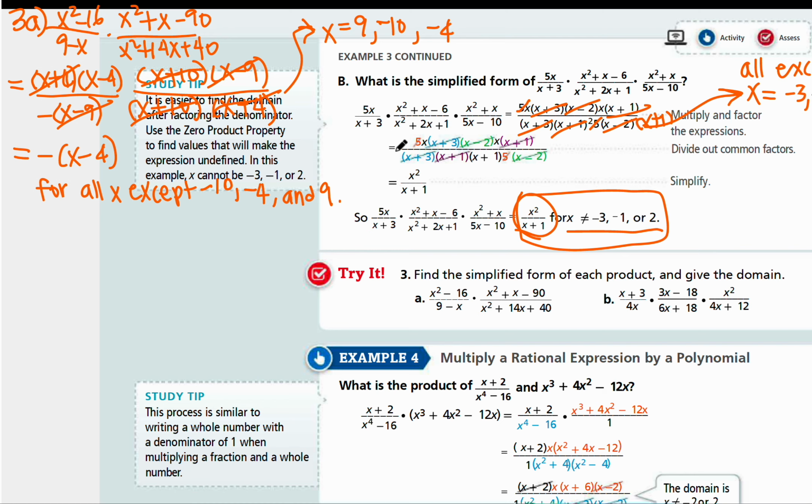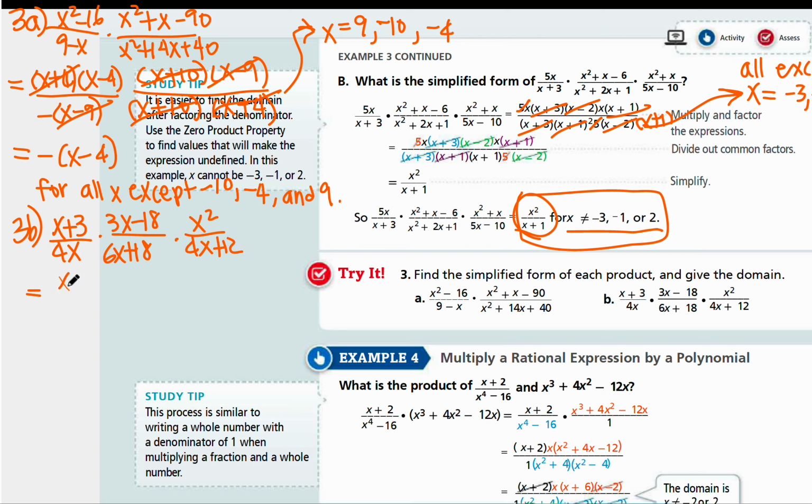So you just need to factor out correctly. Make sure you factor out negative when you want to change your order for your binomials that look like this, and then make sure you write the restrictions for domain from your expression before you simplify. Okay, let's continue checking the last one, 3b. You have x plus 3 over 4x times 3x minus 18, 6x plus 18 times x squared over 4x plus 12. So factor them out.